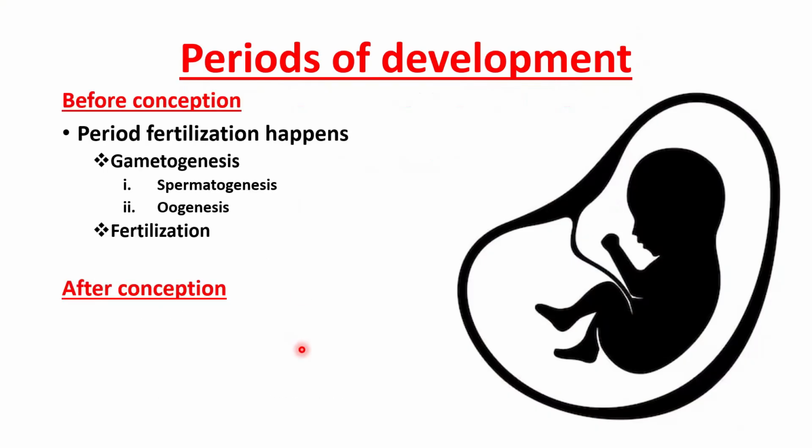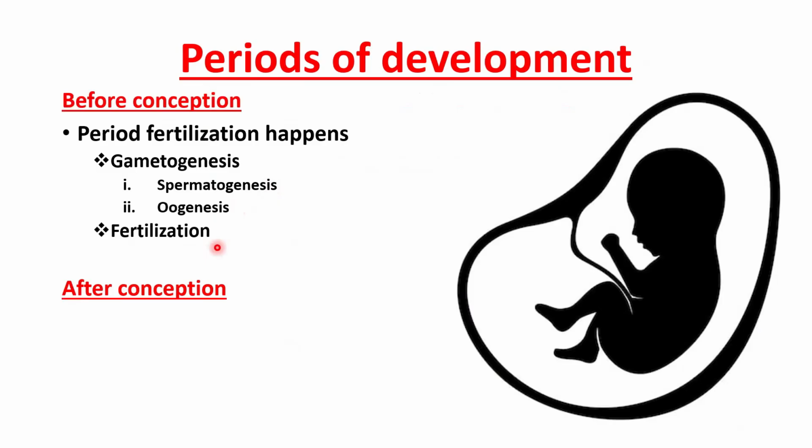Before fertilization is the period when the fertilization is happening, or even before the fertilization happens. So we'll have the process of gametogenesis. Gametogenesis is the process of formation of gametes, which are sperms and ova. And then also we'll have fertilization. So before conception, you'll have gametogenesis and fertilization. Of course, gametogenesis has two types: spermatogenesis in males, that is formation of sperms, and oogenesis, formation of ovum in females. And then fertilization, of course, is the fusion of the male and the female gametes.